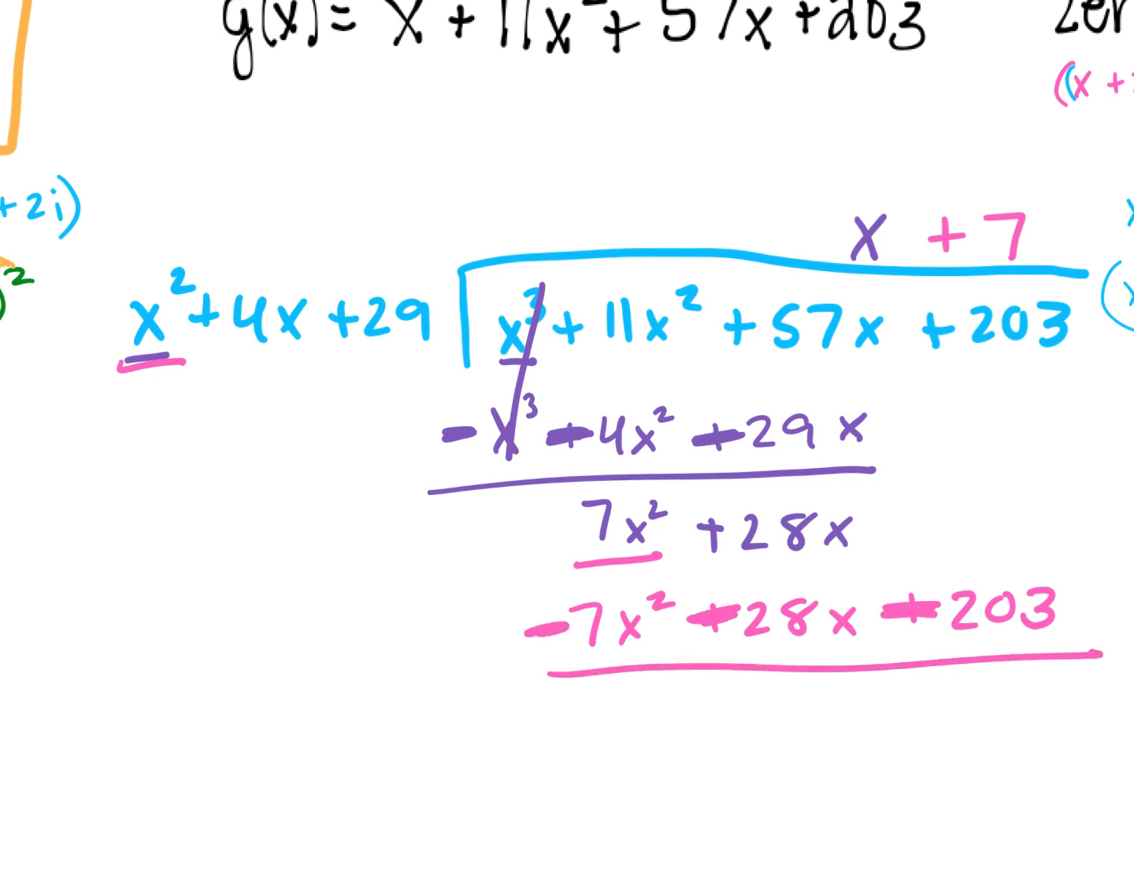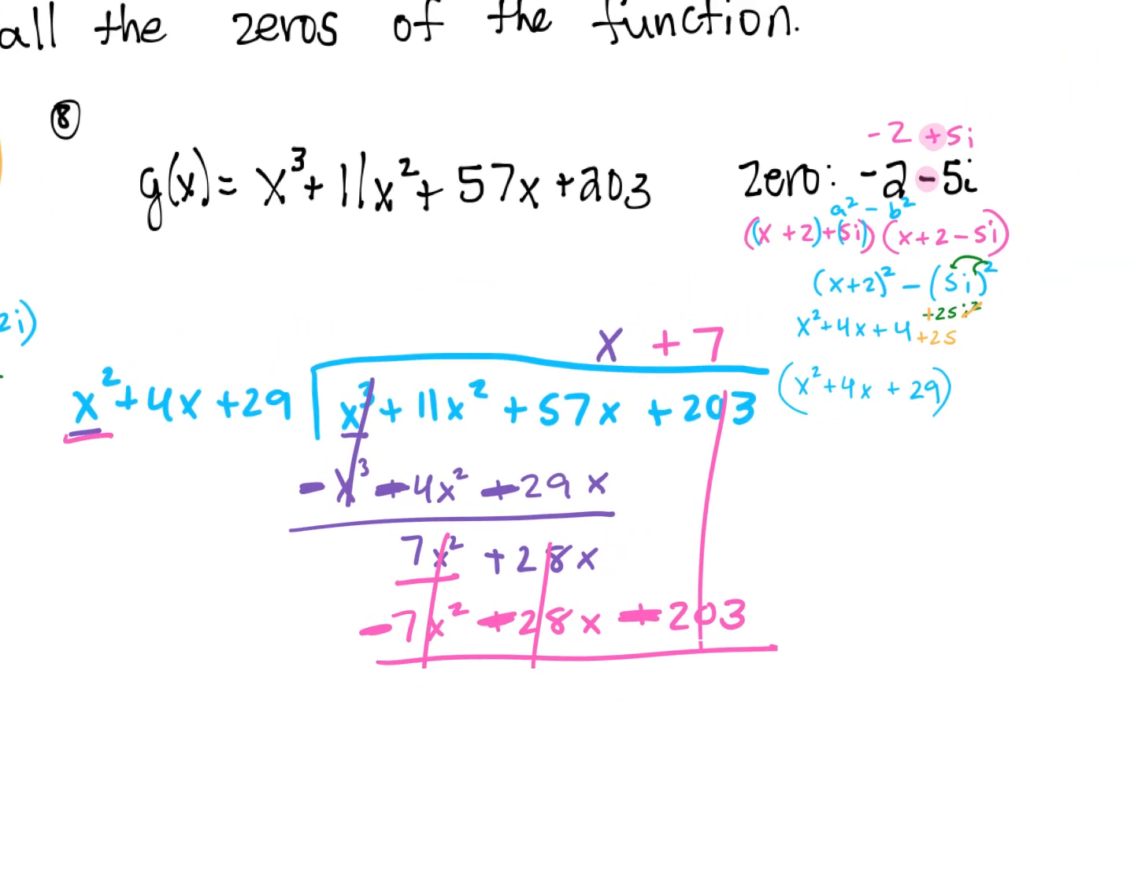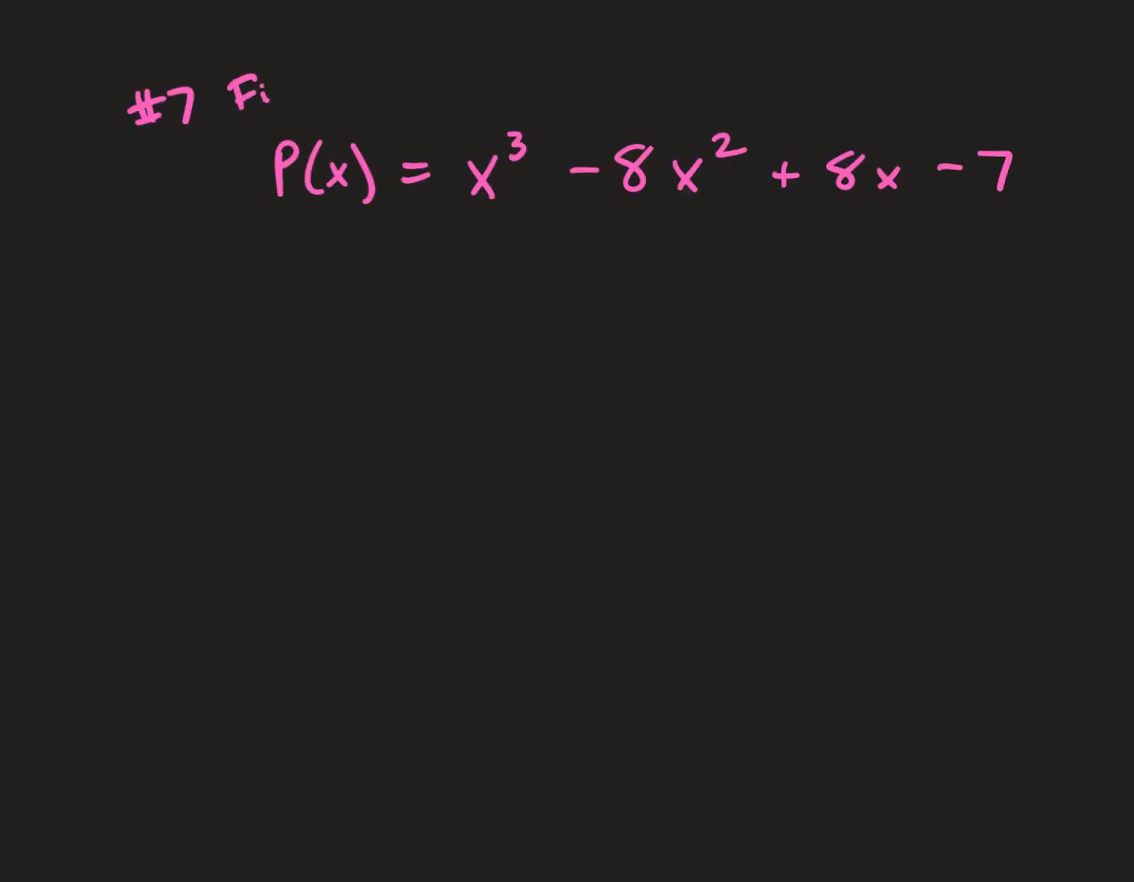What do we notice that happens? Everything cancels. So always, always, everything is going to cancel. That's how you know you did it right. So we have x plus 7 as a factor. What does that mean that x is equal to? Negative 7. So these would be our 3 answers. So here we want to find the zeros.